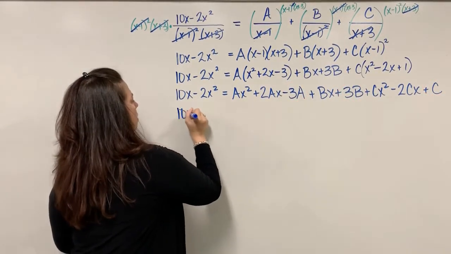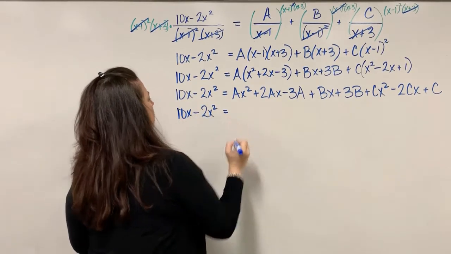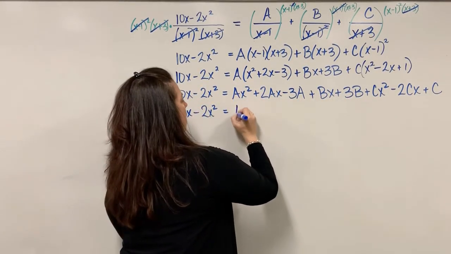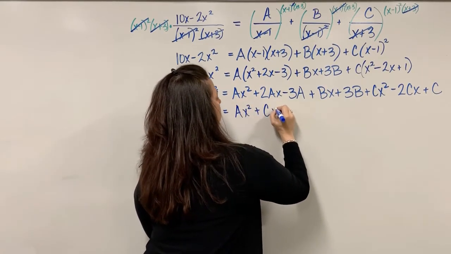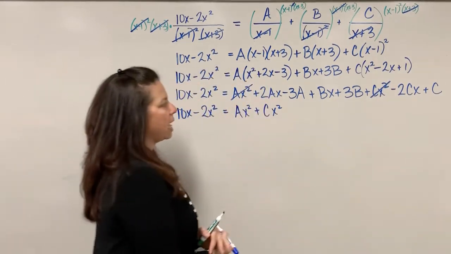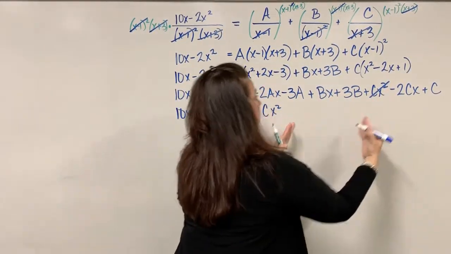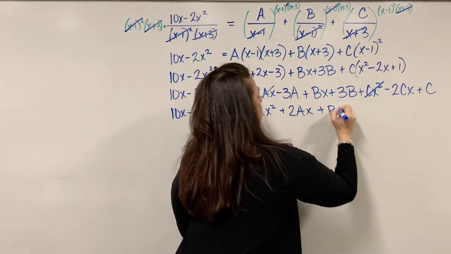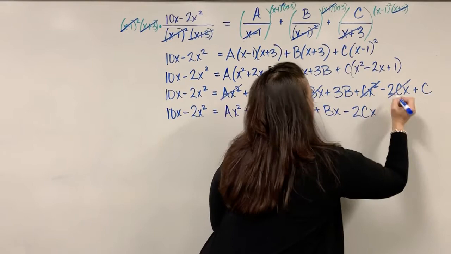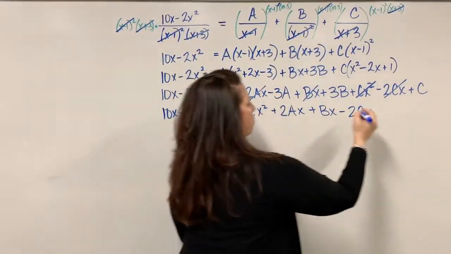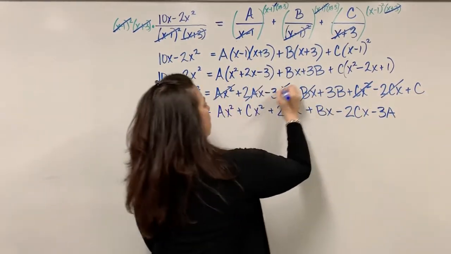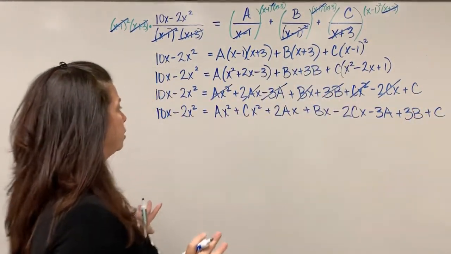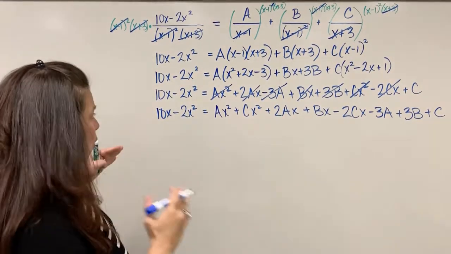So I have, again, just rewriting the left-hand side, not really doing anything right now to the left-hand side. So 10x minus 2x squared equals, let's put the cx squared next to the ax squared. So ax squared plus cx squared. And I'm going to go ahead and cross those out because I've taken care of them. And now my next piece, I'll take care of my x's. So I have plus 2ax, took care of that, plus the bx, took care of that, and then minus 2cx, took care of that. All right, 3 more pieces now just to write down, minus 3a, that's gone, and then plus 3b, taking care of that, and then plus c. Again, all I've done is rearrange things so that in my next step, things are organized a little bit better.